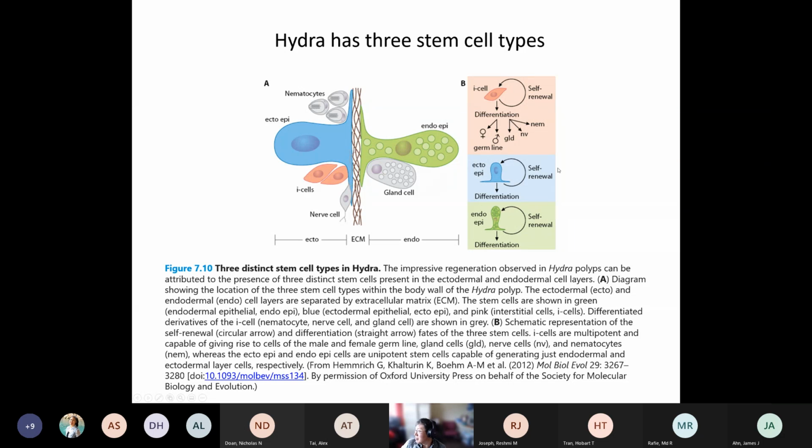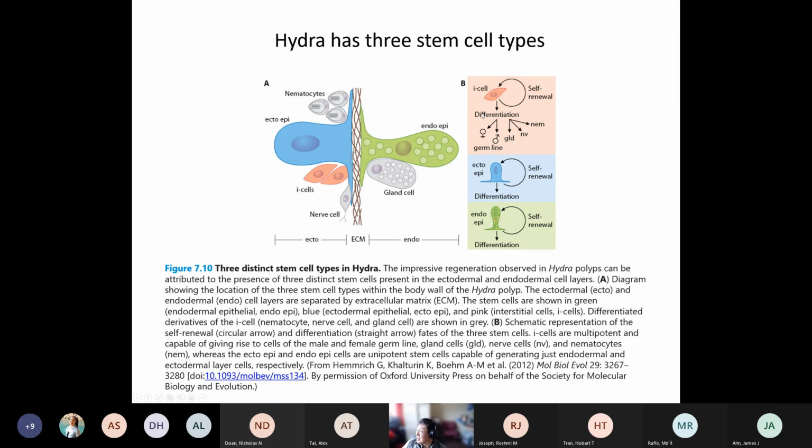These ectoderm stem cells can self-renew and differentiate, but they're monopotent. They can only give rise to the ectoderm layer, no other cell types. And the endoderm stem cells are also monopotent. They can only give rise to the endoderm cells. However, the interstitial stem cells can give rise to the other cell types throughout the body of this creature. So they can become gland cells, nerve cells, and nematocytes. So all the cell types throughout the body of that creature.